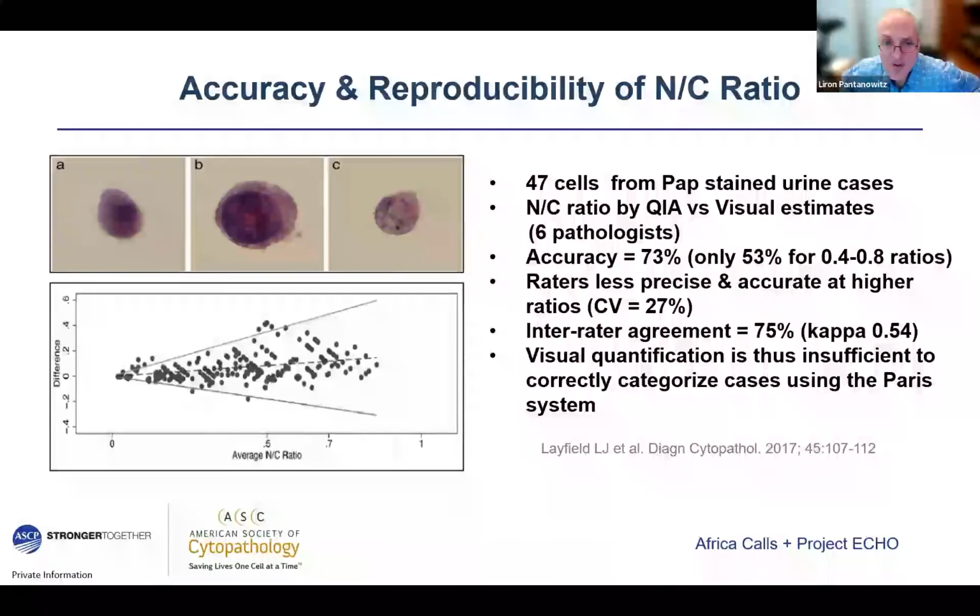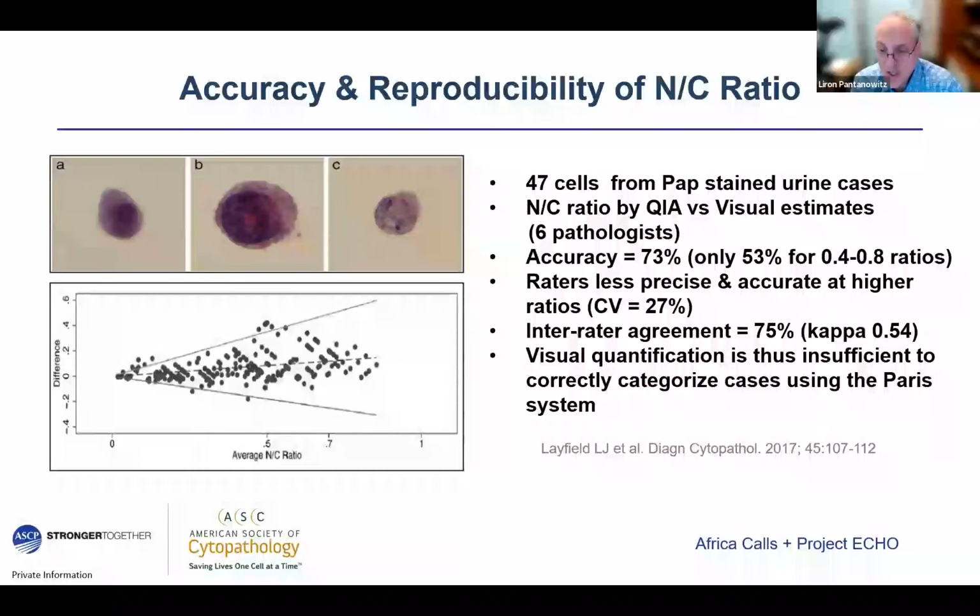And this is the exact premise of this paper that Dr. Layfield and colleagues published back in 2017. They took 47 cells from Pap stained urine cases, and they looked at the NC ratio, which is an important criterion for The Paris System. They had this done by quantitative image analysis, that's what QIA is, and they had 6 pathologists look at the NC ratio. To be honest, the accuracy was not very good. Only about 53% of the cases did humans get right for that 0.4 to 0.8 NC ratio, as you can see on the graph at the bottom: the higher the NC ratio, we're all over the map. We get worse and worse the higher the NC ratio is. And the kappa is only 0.5. So basically, it's the flip of a coin if you want to call something high grade or not.